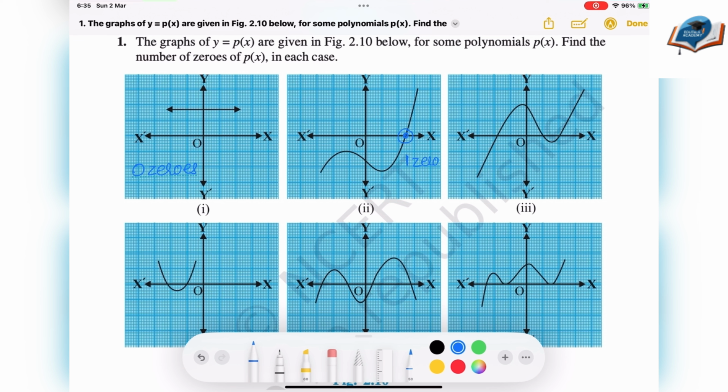Then if you see the third figure, 1, 2, and 3 places it is touching. So three zeros. Then in the fourth figure, it is touching at 2 points. So two zeros. Fifth, 1, 2, 3, and 4. So four zeros. And here 1 point, 2 point, 3 point. So 3 zeros. I have to only check the points at which it touches the x-axis, not the y-axis. So you have to consider only the x-axis, not the y.